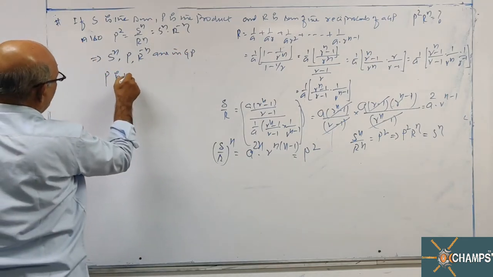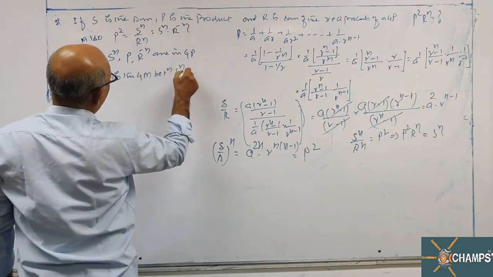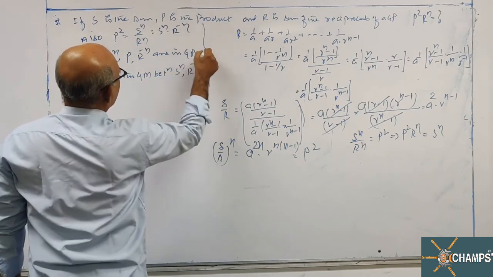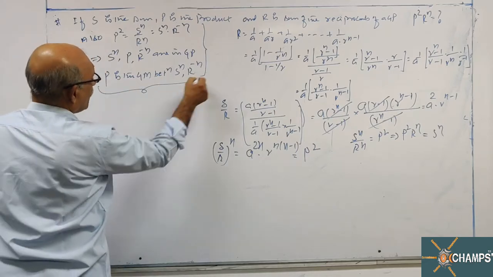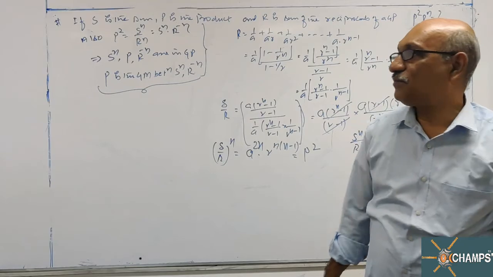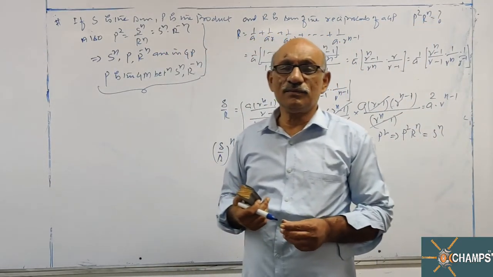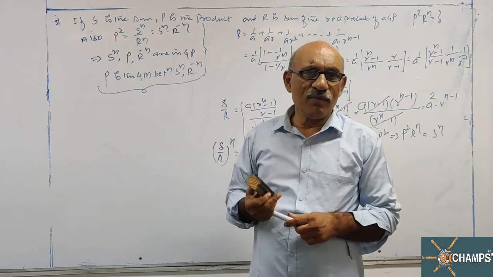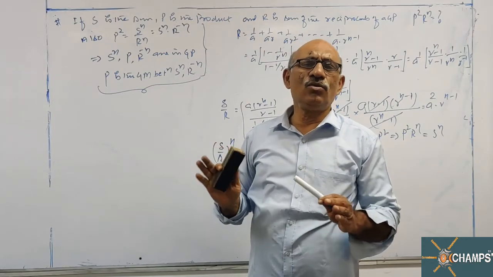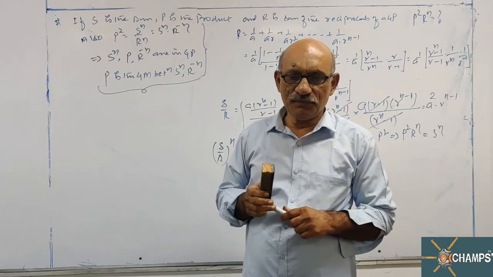So p is the geometric mean between s power n comma r power minus n. This is the second result from this question. It is also given in our additional question bank. ICA material problem only. So most of the problems will come from ICA material. Okay.